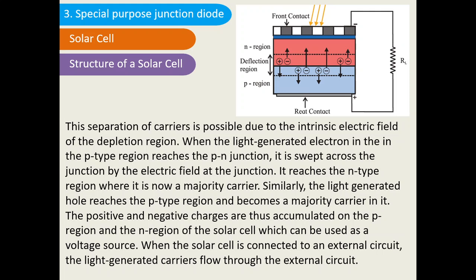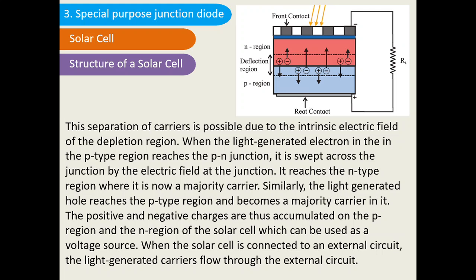So when the light-generated electron in the P region, which was actually in the wrong region, reaches the PN junction, because of this intrinsic electric field, it can pass the junction, because the electron in the P region is the minority charge carrier. So it reaches the N region where it is now the majority charge carrier. Now it won't be able to cross the junction back because it is the majority charge carrier.